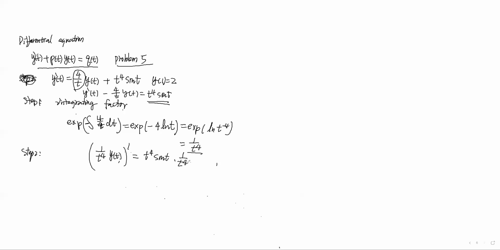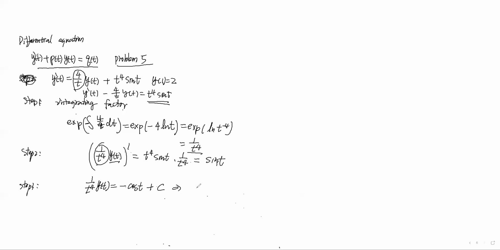So you don't have to do computation. After you get this, you multiply by this on both sides. The right hand side is the integrating factor multiplied by y(t), and this is sine t. So this is step 2. Then step 3, you integrate on both sides, you get 1 over t to the fourth y(t) equals the integral of this, which is sine t, so it should be negative cosine t plus c.